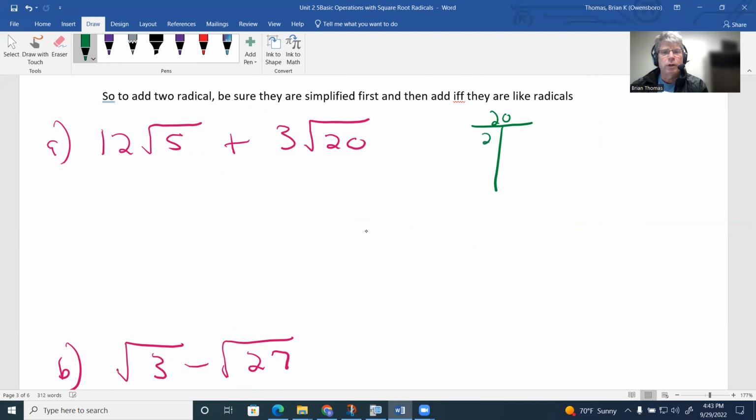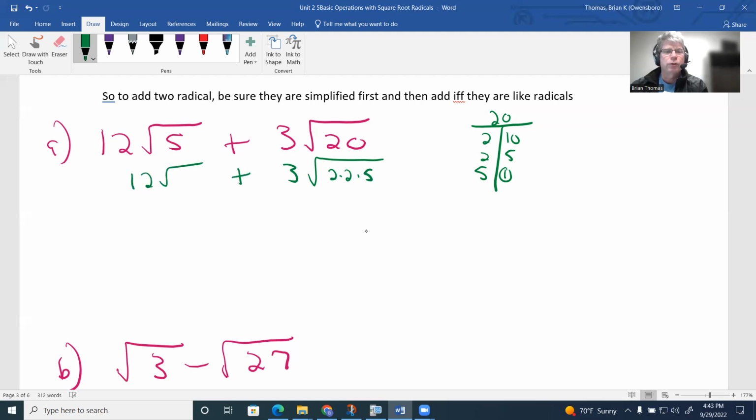So 2 does go into 20 10 times. 2 does go into 10 5 times. 2 does not go into 5. 3 doesn't go into 5. But 5 does go into 5 1 time. So what I can do is I can rewrite the square root of 20 as 2 times 2 times 5. So I'm going to go ahead and bring everything else down with it.